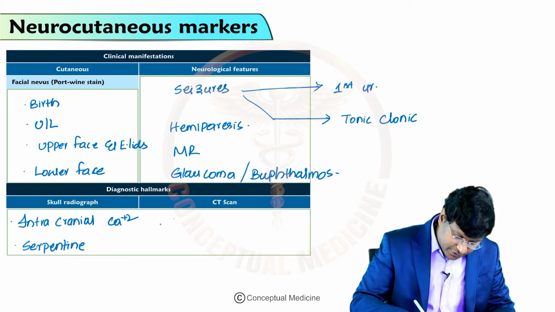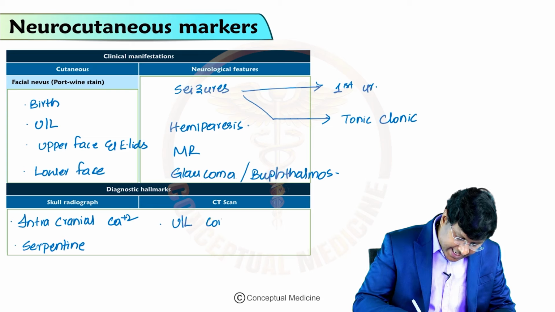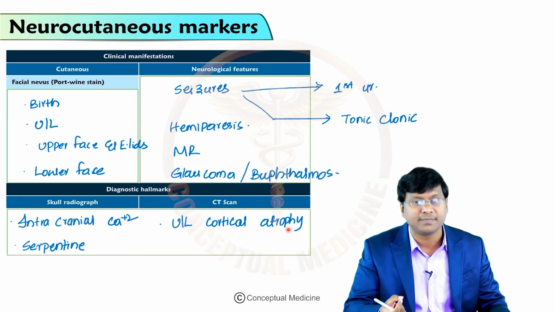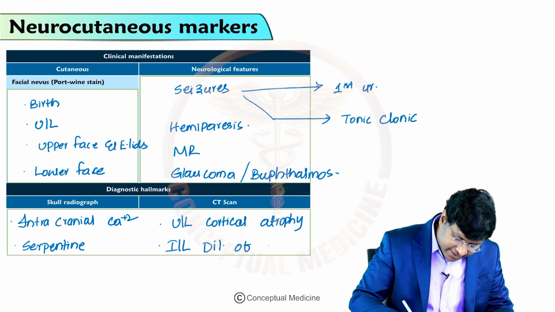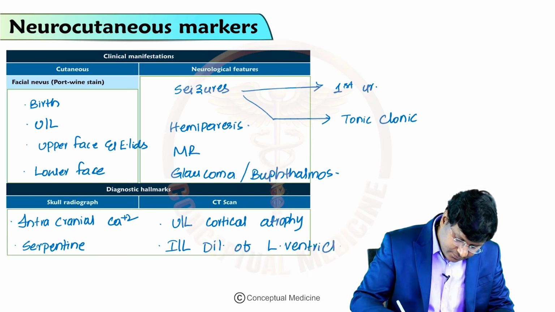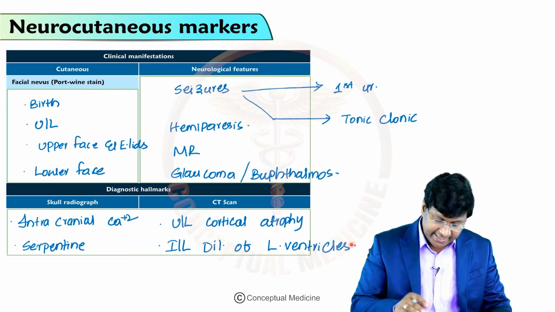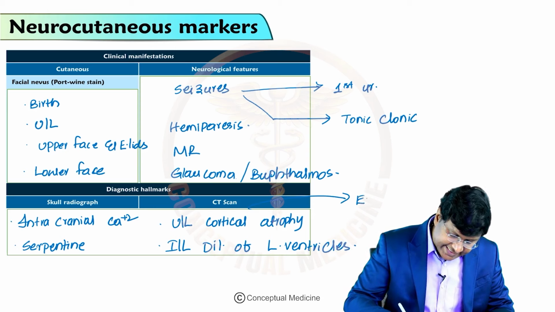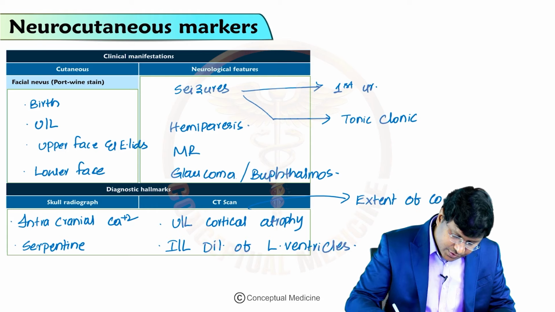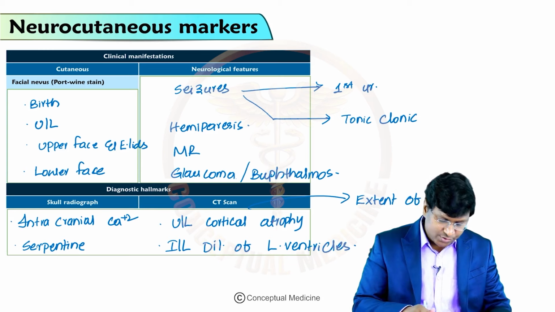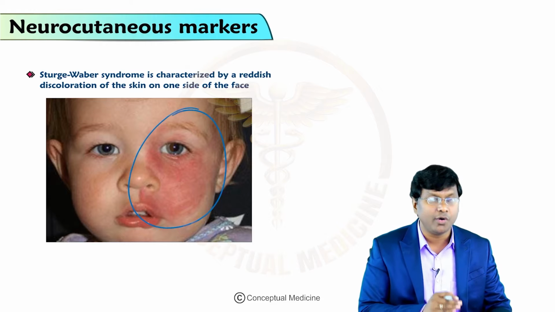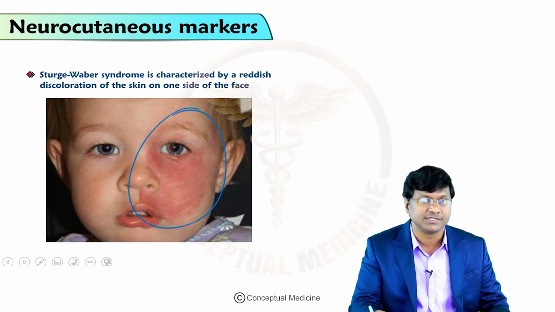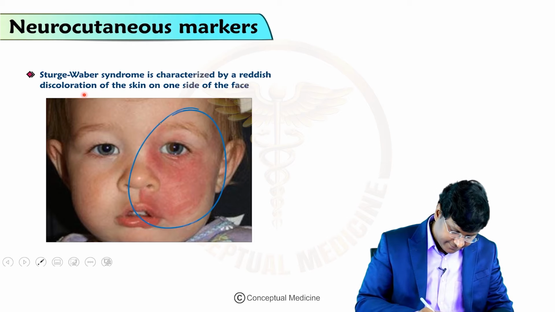And a CT scan will show you the presence of unilateral cortical atrophy of the brain. And why is that? That is because of the primordial vascular bed which is growing abnormally within the leptomeninges. And there is also ipsilateral dilatation of the lateral ventricles. And this CT scan will also show you the extent of the calcification. So this is about Sturge-Weber syndrome. So this will be your facial nevus, and exactly opposite you have the contralateral weakness or contralateral hemiparesis, and you also have the tonic-clonic seizures.